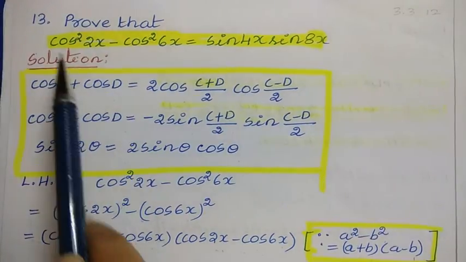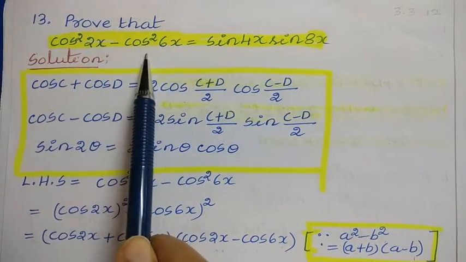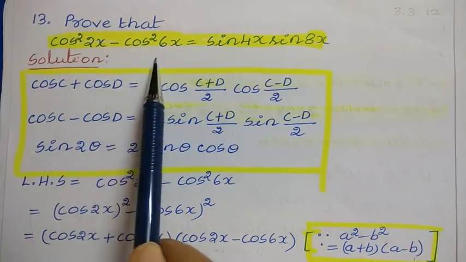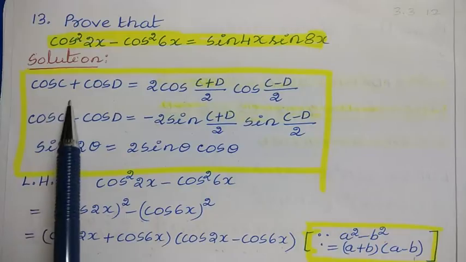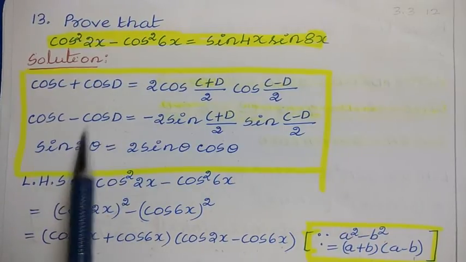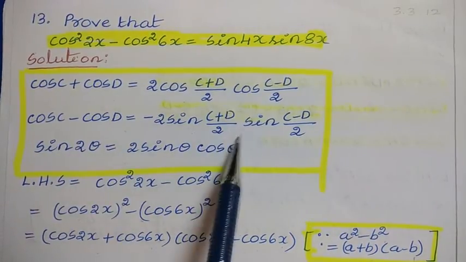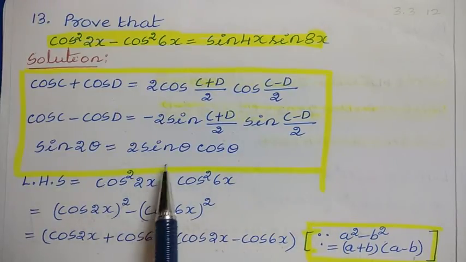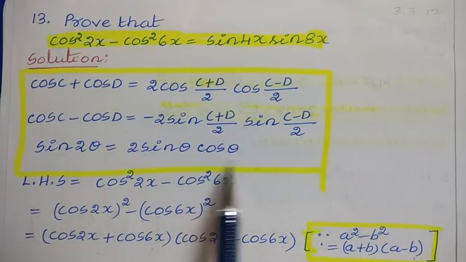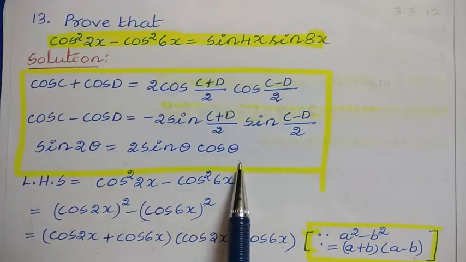If you write that, here we have cos as well as cos, so you can write in terms of plus and minus. That indicates that we have to use the formulas cos c plus cos d and cos c minus cos d. These two formulas we can use. Along with that, you have to use sine 2 theta is equal to 2 sine theta into cos theta. So now let us take the LHS.